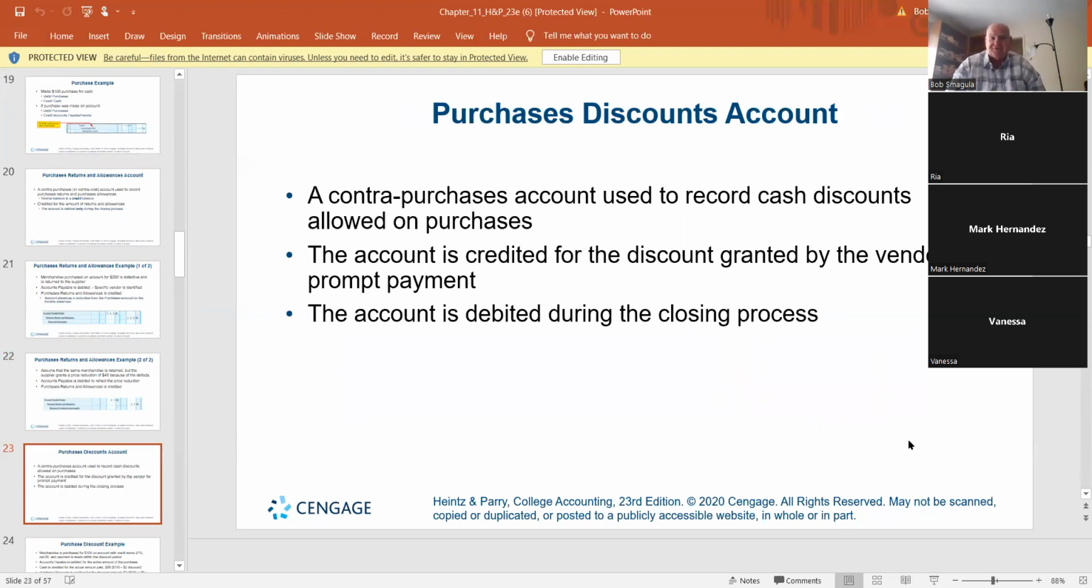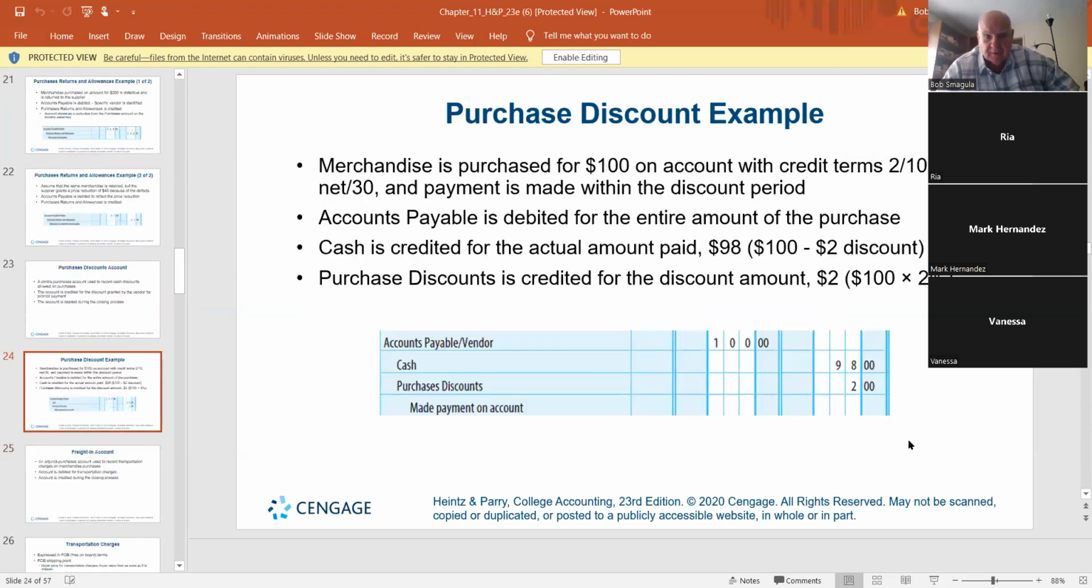Purchases discounts, contra purchase account. This is the 2/10 net 30 type situation. The account is credited for the discount in trying to get people to pay more quickly, and it's debited through the closing. And here's an example of the purchase discount.